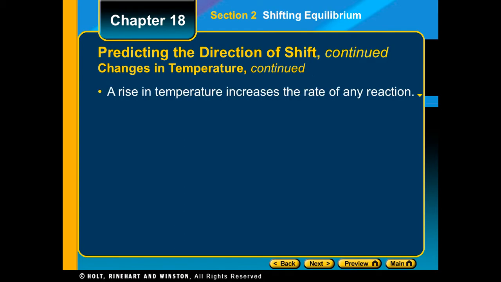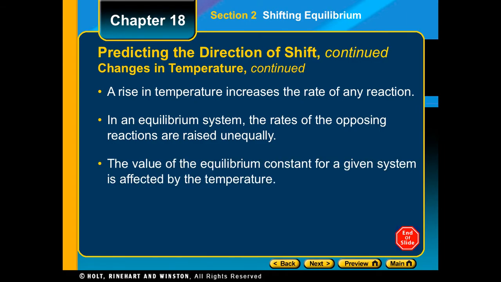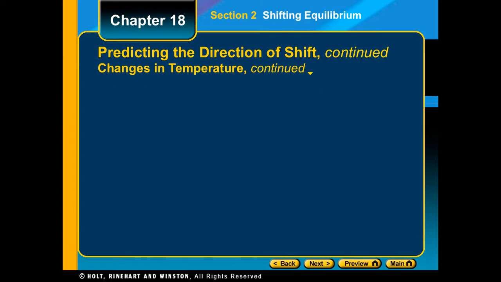A rise in temperature increases the rate of any reaction. In an equilibrium system, the rates of the opposing reactions are raised unequally, and the value of the equilibrium constant for a given system is affected by temperature.